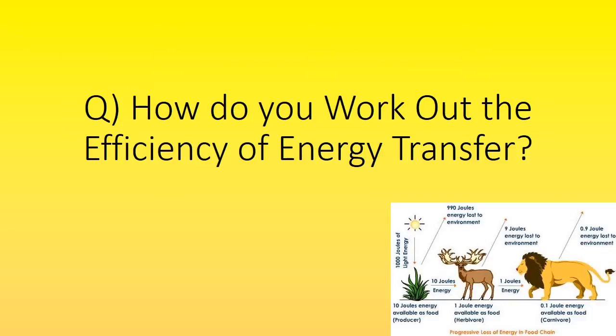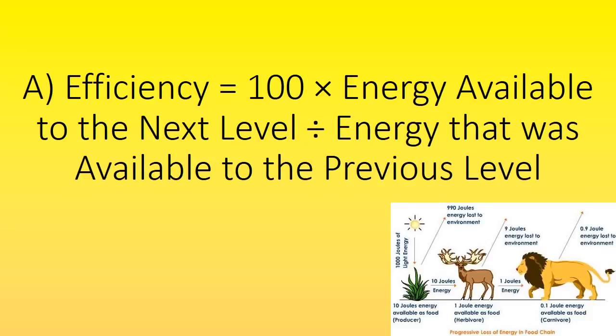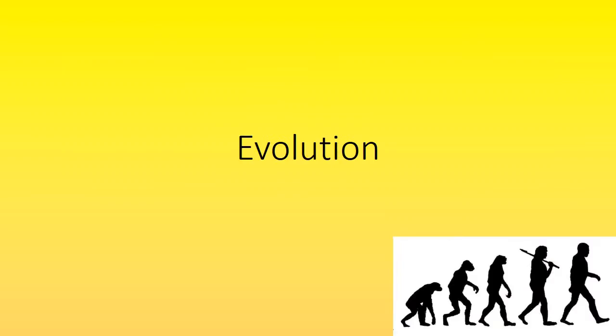How do you work out the efficiency of energy transfer? Efficiency equals 100 times the energy available to the next level divided by the energy that was available to the previous level.